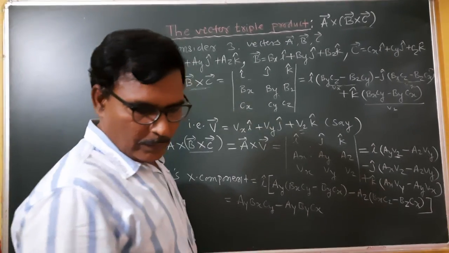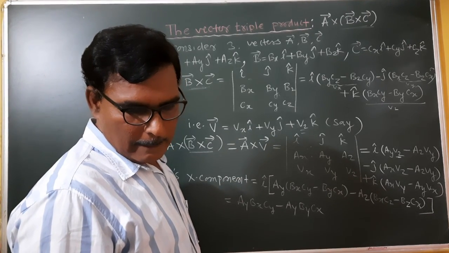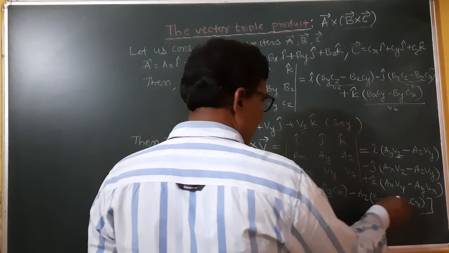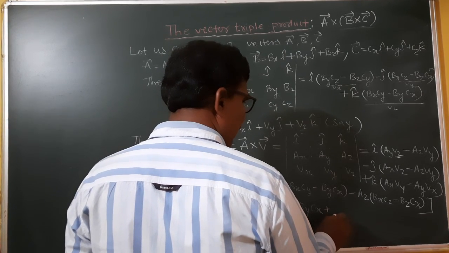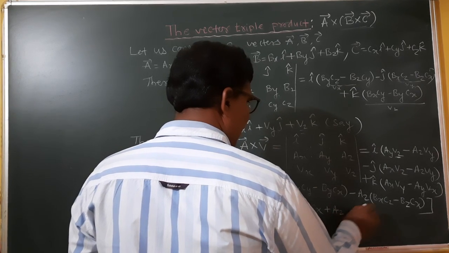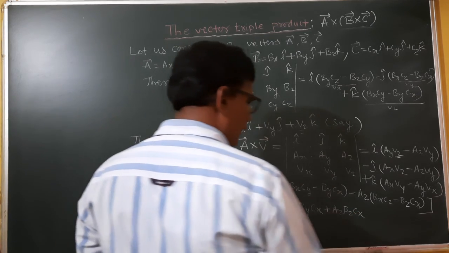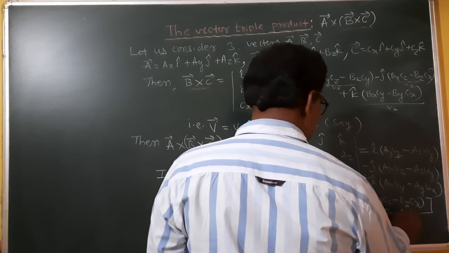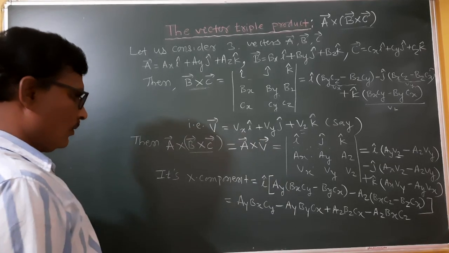Second term, first of all write the plus term and then we have the minus term. This is minus minus plus, plus Az Bz Cx minus Az Bx Cz. Now rearrange the equations.